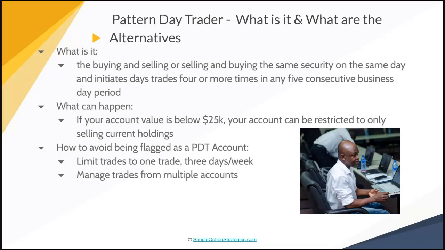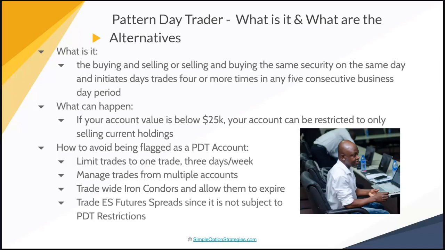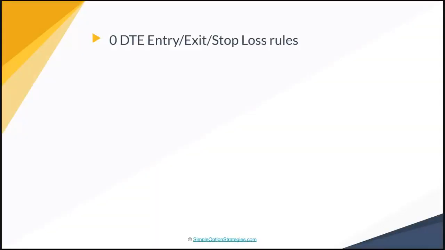Okay, you can manage trades from multiple accounts. So some people have cash accounts, IRAs, margin accounts that they alternate to and from so that they can use up day trades and won't get pinged. Trade wider iron condors, allow them to expire. I don't like doing that, but it is one way to do it, and I know traders that do fine doing this. Okay. And then you can also trade ES futures, use credit spreads there. They're not subject to PDT. Okay. All right. Some alternatives. There's probably more, but I'm giving you some ways of avoiding getting flagged or restricted on your trades.